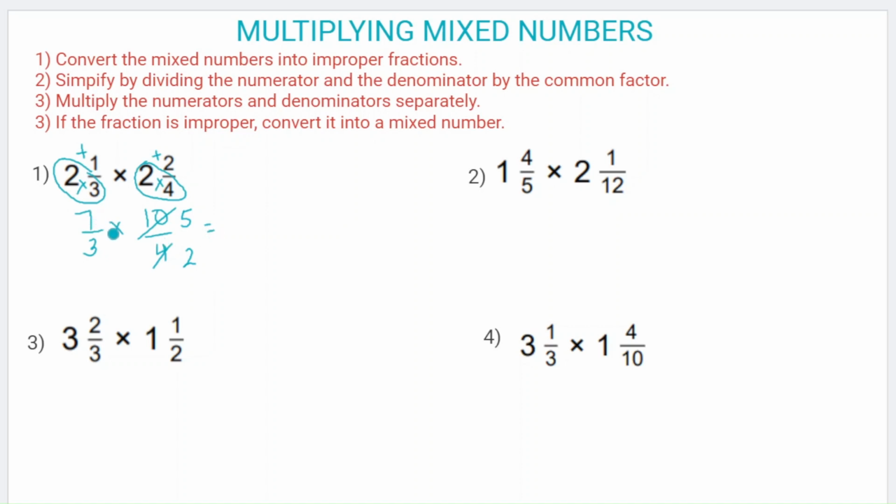There is no more common factor, so I'm going to multiply the numerators. 7 times 5. Multiply the denominators. 3 times 2. So 7 times 5 is 35. 3 times 2 is 6. Now 35 over 6 is an improper fraction. We need to convert it into a mixed number. So that would be 6 times 5 is 30. 5 remainder over 6. So this will be 5 5 over 6.